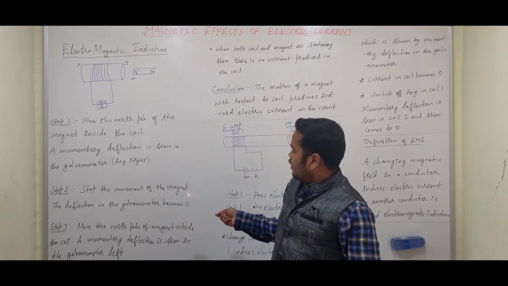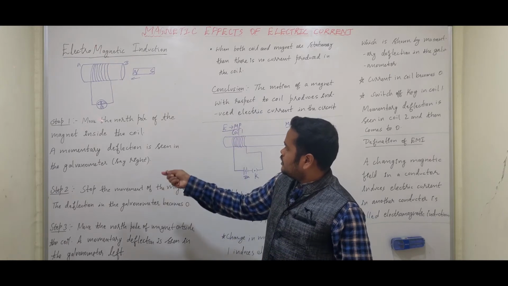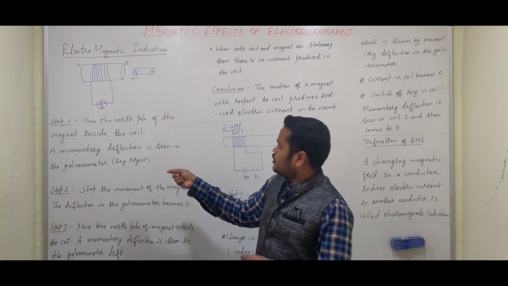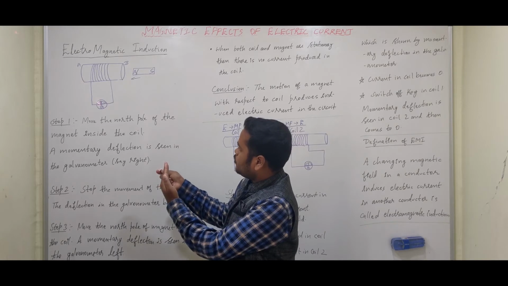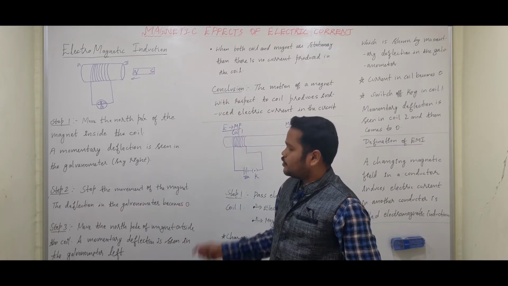Stop the movement of the magnet. So when it has gone inside, you stop the magnet. The galvanometer comes back to 0. It has gone to the right, it comes back and stops at 0. The deflection in the galvanometer becomes 0.